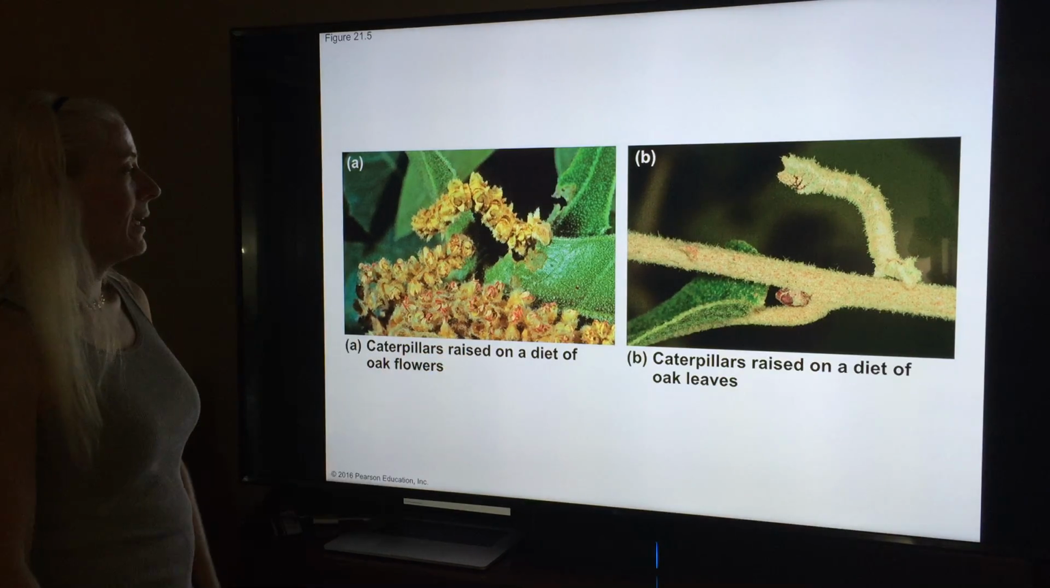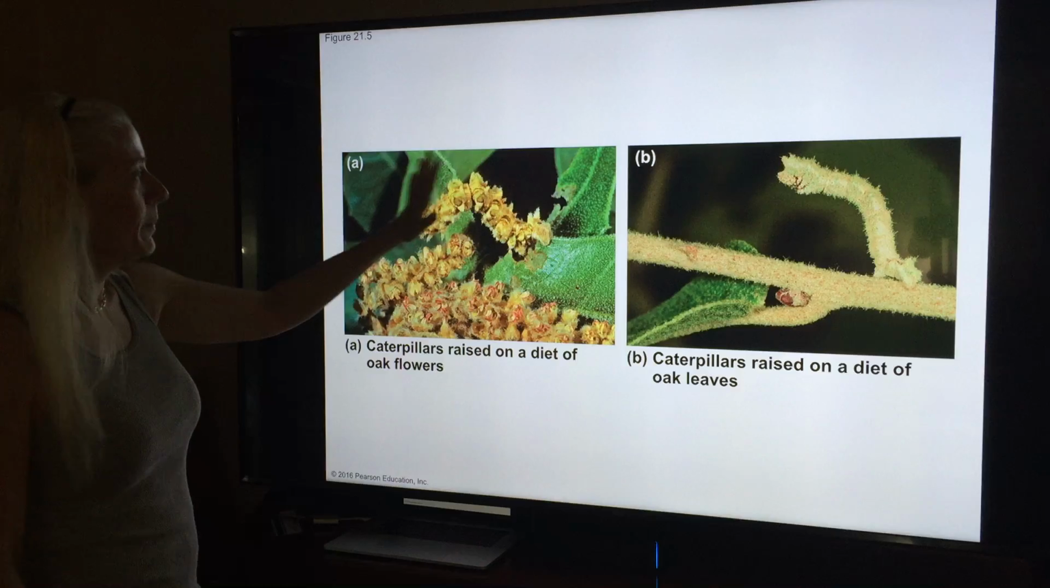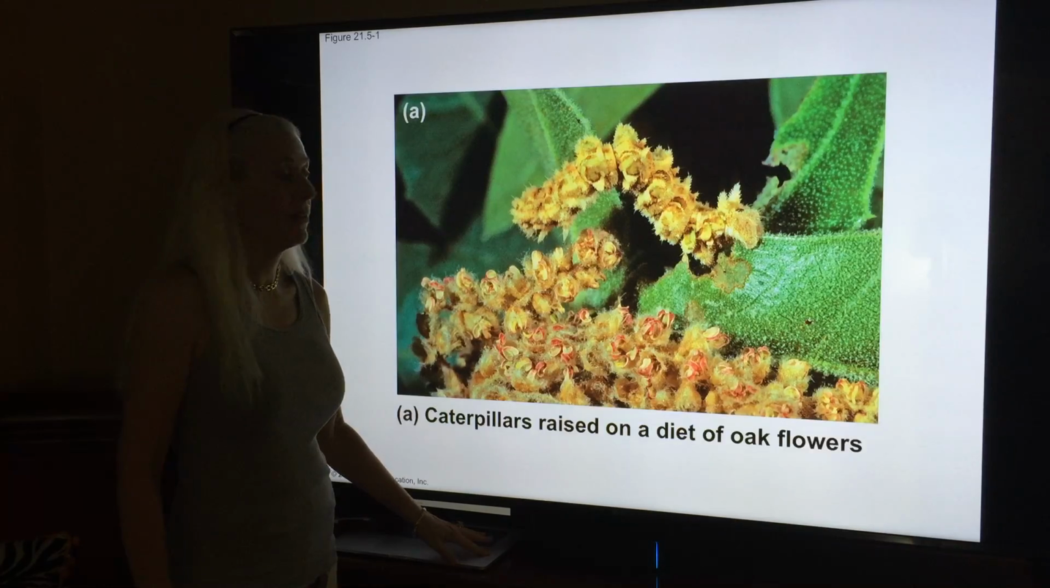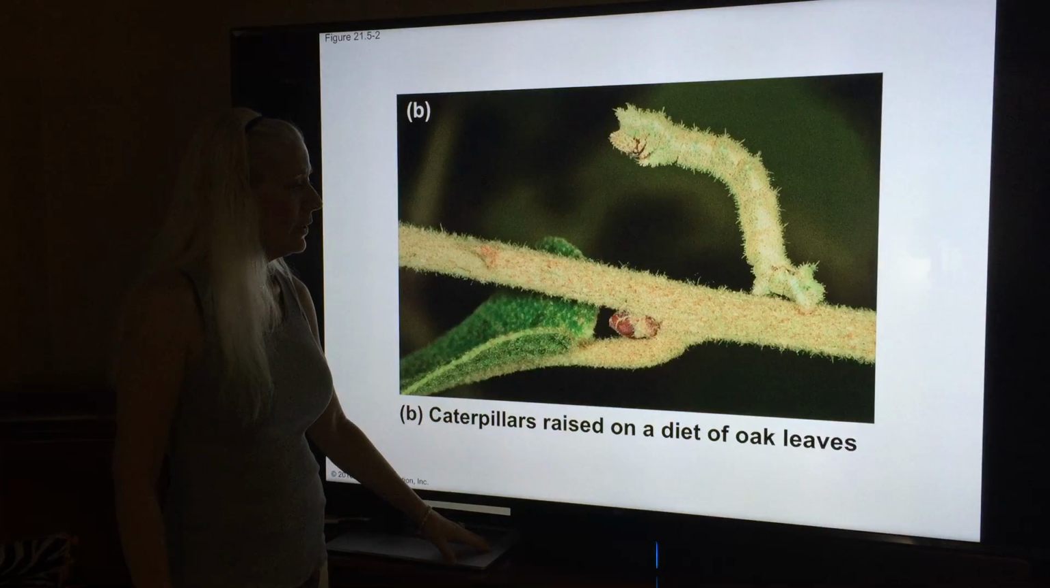Oh, look, two different caterpillars. Same caterpillar, same type. No one's going to ask you that, you're never going to see that picture again. Oh, here it is closer. You know it is closer.